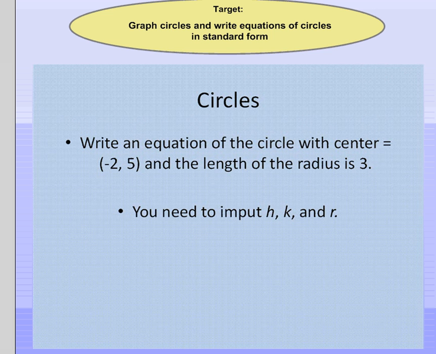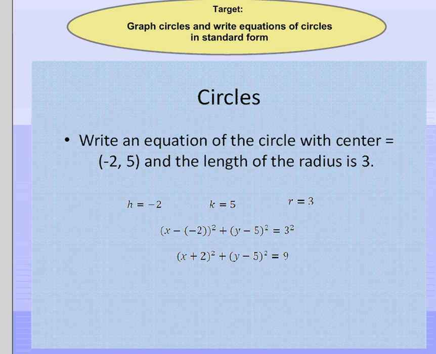Our first goal is to be able to write an equation of a circle given the information. We want to write an equation of this circle with the center at (-2, 5) and the length of the radius of 3. Really all we need to do in this problem is input h, k, and r. Your h value is -2, your k value is 5, and your r is 3. We input those and simplify, so it looks like (x + 2)^2 + (y - 5)^2 = 9. That is the equation of this circle.